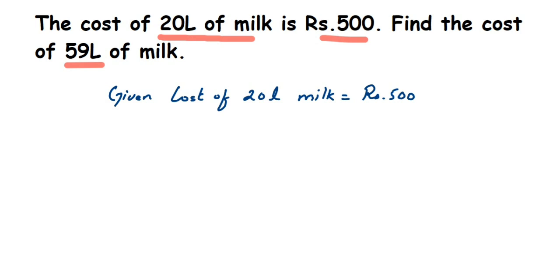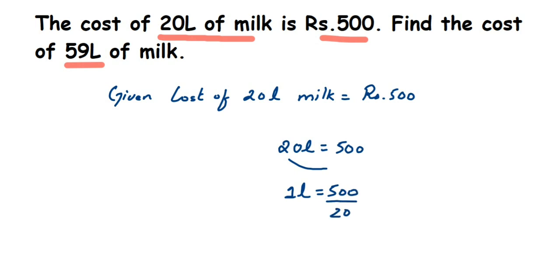They have given 20 liter is equal to 500, right? So we want 1 liter here, so we're going to transpose 20 to the other side. So liter will be equal to 1 liter, or liter is same. There's no number here, it means a 1 is there. So 1 liter will be equal to 500 divided by 20. Just transpose 20 to the other side.